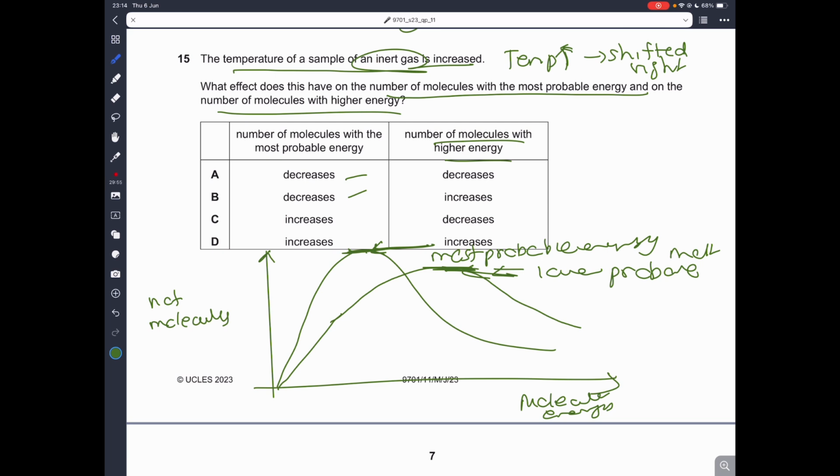Why? Because here, if the activation energy was here, there's a higher area, right? You see, compared to the lower area of this one. Higher area. This means more number of molecules with higher energy. Therefore, B is the correct option.